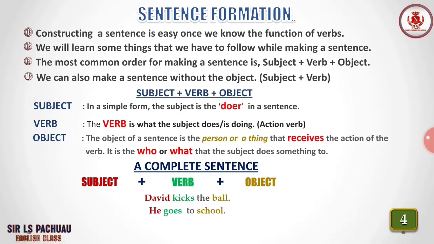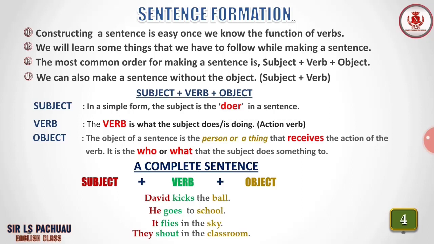He goes to school. He is the subject here. In the previous sentence we used a name or a noun, but here, he goes to school, we use a pronoun. Alright, goes. Here, goes is the verb and school is the one that receives the action. Alright, so school is the object.